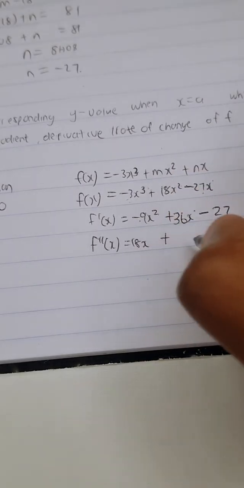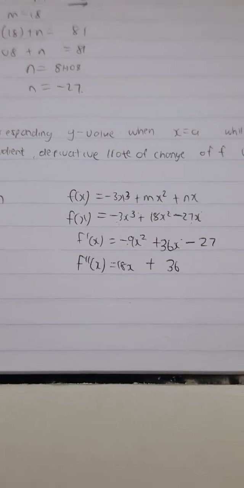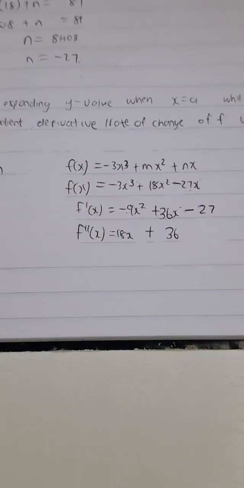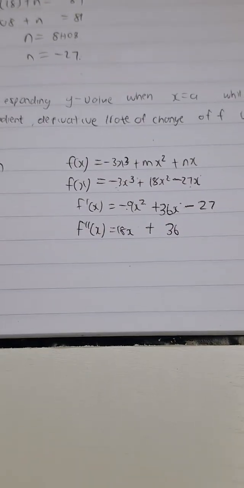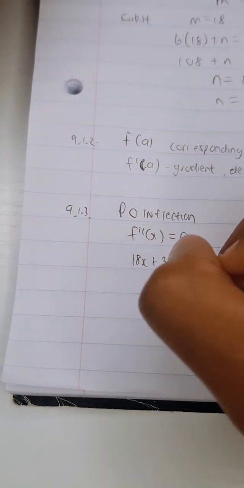Plus, take the 1 multiplied with 36, we get 36. X to the power 1 minus 1, that gives us 0. X to the power 0, which is 36. So that is the second derivative. We get 18x plus 36. Now we can take that 18x plus 36, equate it to 0.